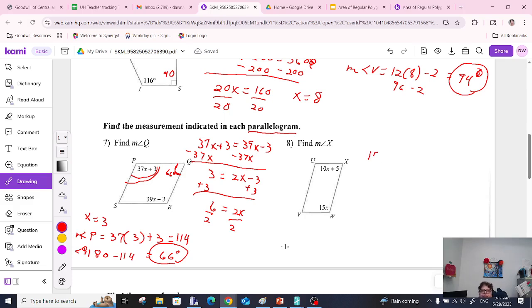So 15x plus 10x minus 5 has to equal 180. 15x plus 10x is 25x minus 5 is equal to 180. I add 5 to both sides.